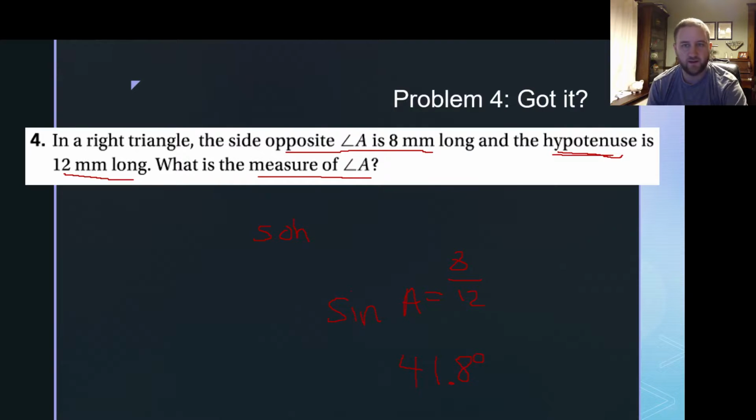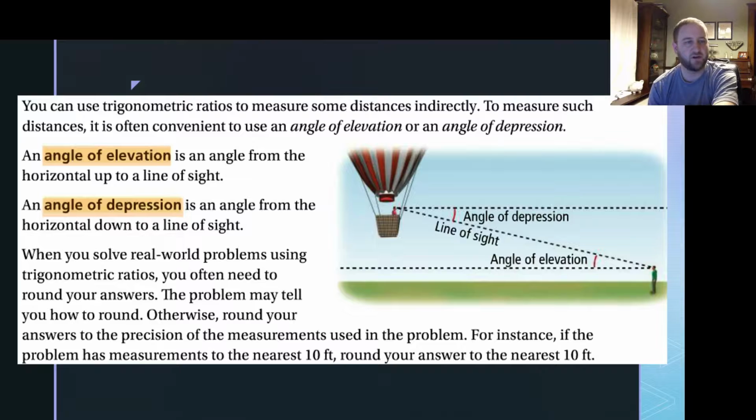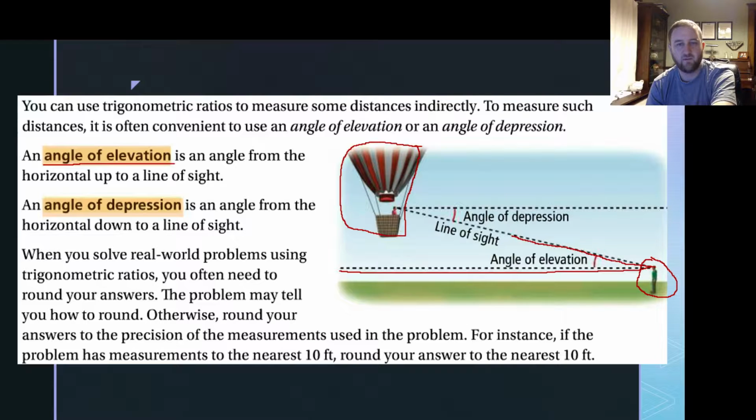All right, and then the last problem, you can use trigonometric ratios to measure some distances indirectly. To measure such distances, it is often convenient to use an angle of elevation or an angle of depression. So first, an angle of elevation. We've got a person standing right here, and then we've got a person up in this hot air balloon. Angle of elevation, so here is this guy's horizontal line of sight. If he looks up to the person in the balloon, it's an angle of elevation. His eyesight is being elevated up.